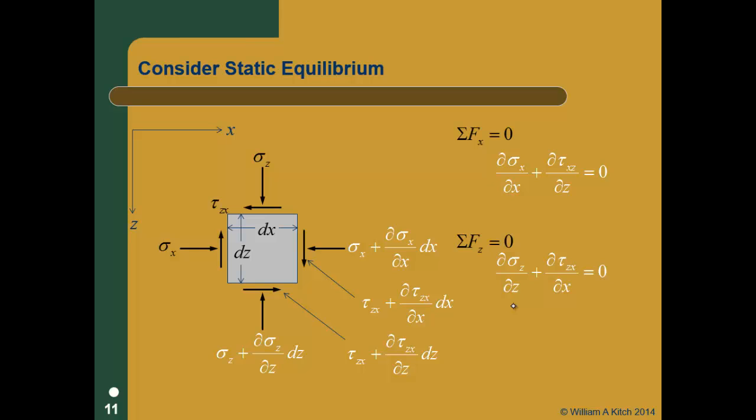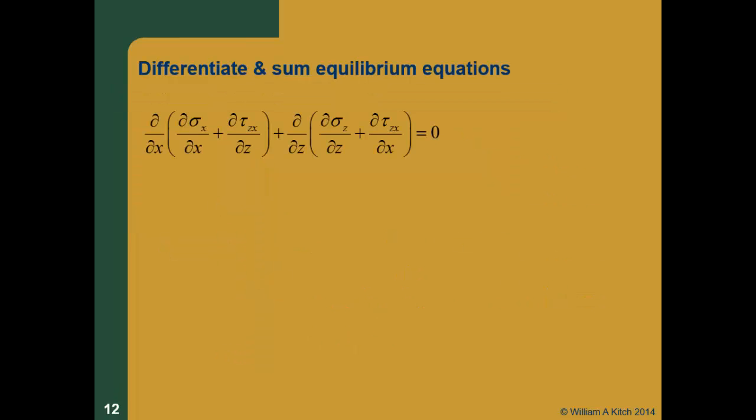Okay, so we're going to pick up again. We just used our static equilibrium to get these two equations for the forces in the x and z direction. So now I'm going to add those together, and I'm going to differentiate, and we explain why we want to do that, because we want to get these second partials so we can plug them back into the stress compatibility equation.